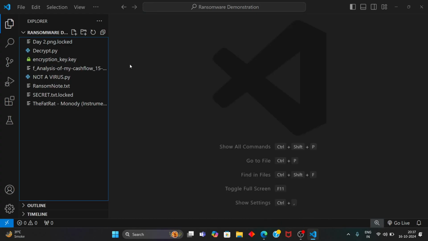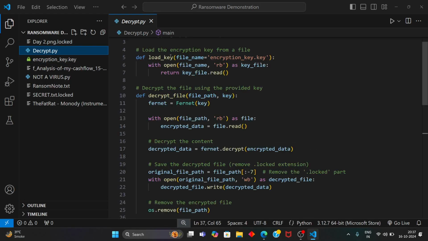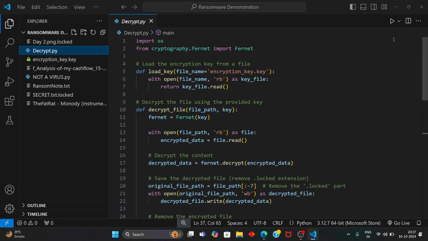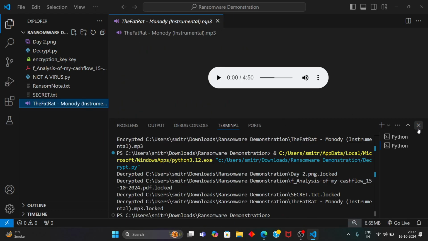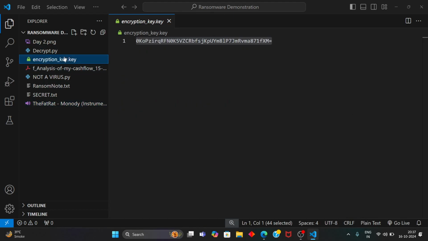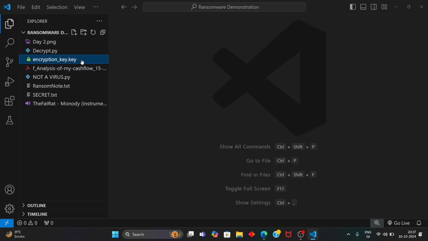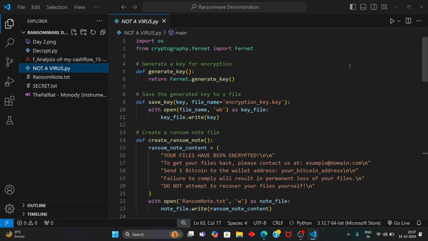And now what I am going to do is launch this decrypt.py Python file. And once I launch it, as you can see, my data is back to normal. Now, obviously, I have this encryption key, and this is the only way. By using this key, I can decrypt the data. Without this key, I cannot decrypt the data.